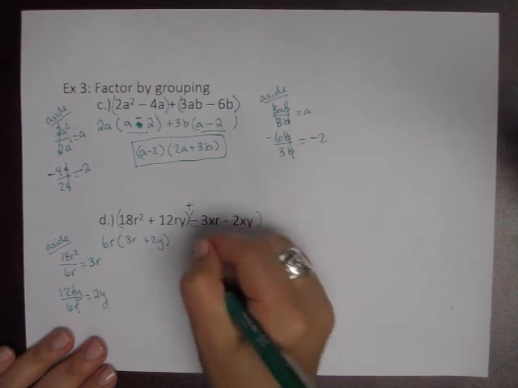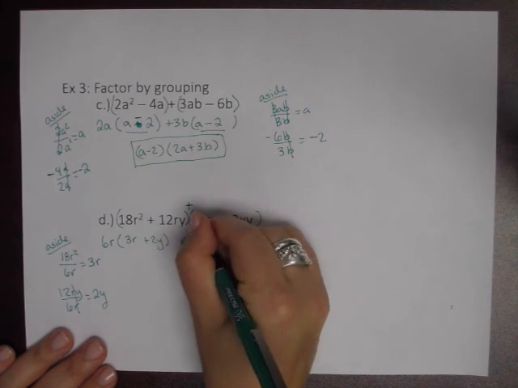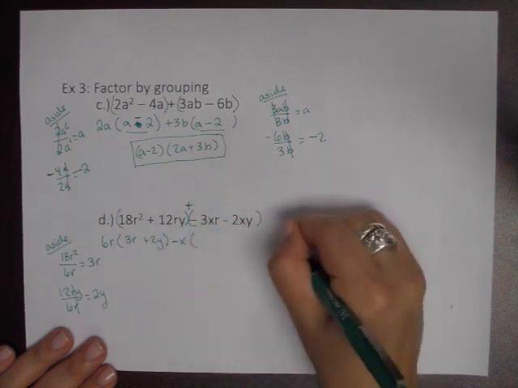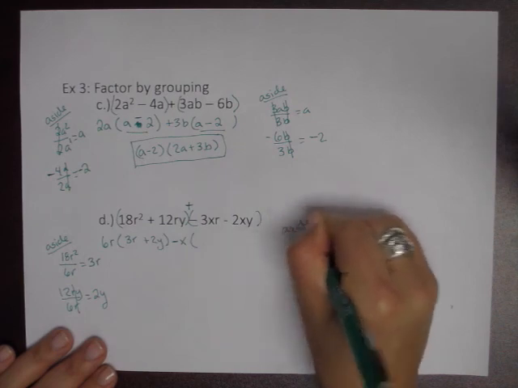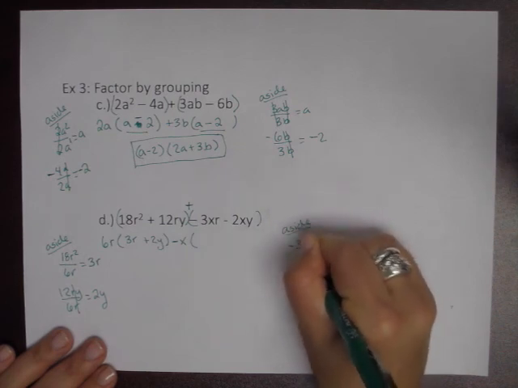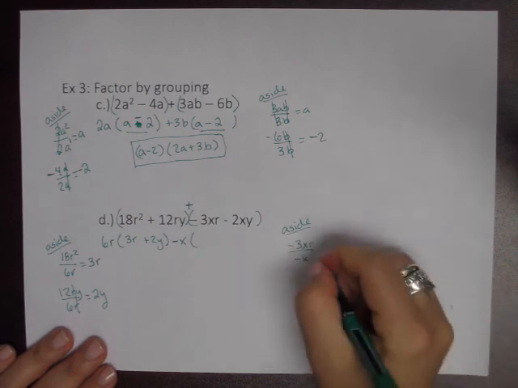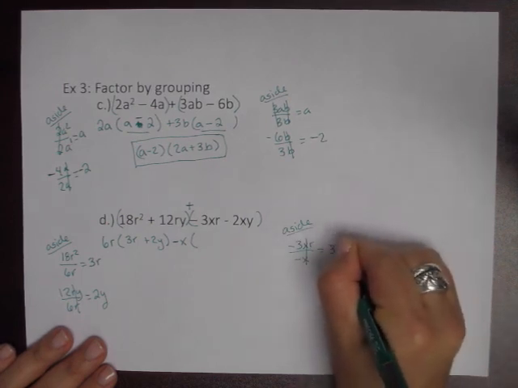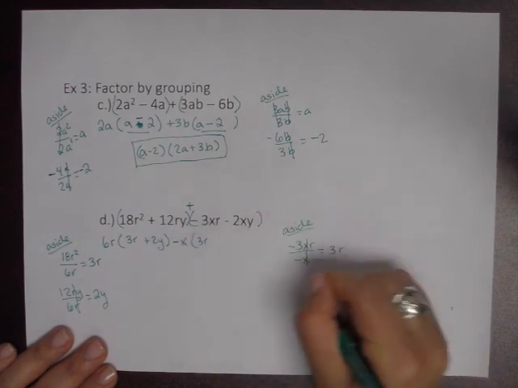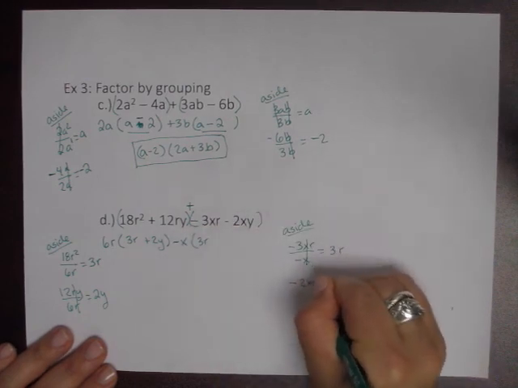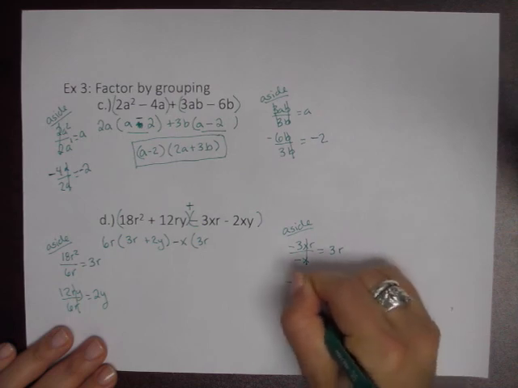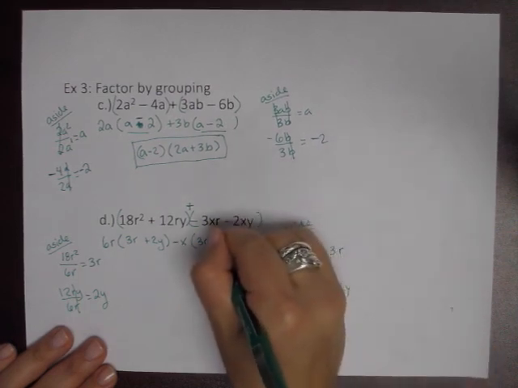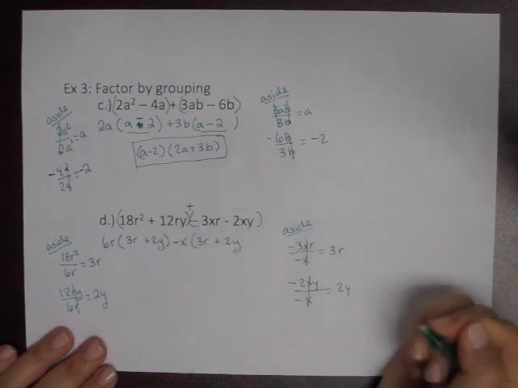Alright, now, right here I've got negative 3xr minus 2xy. So I know I can definitely pull out an x, but because my third term is negative, I've got to pull out a negative x. So to find out my side work, I take negative 3xr divided by negative x. X's cancel, negative over negative cancels, and I'm left with a positive 3r. Then I take negative 2xy, divide it by negative x. My negatives cancel, my x's cancel, and I'm left with plus 2y.